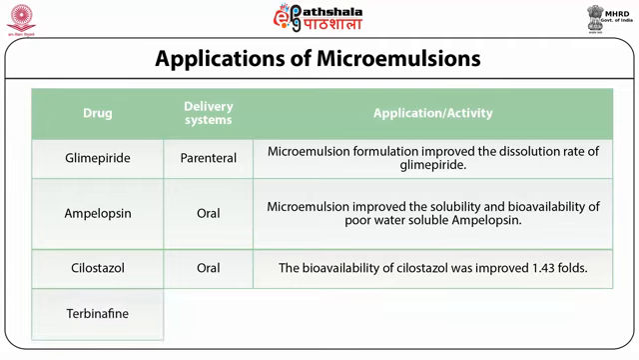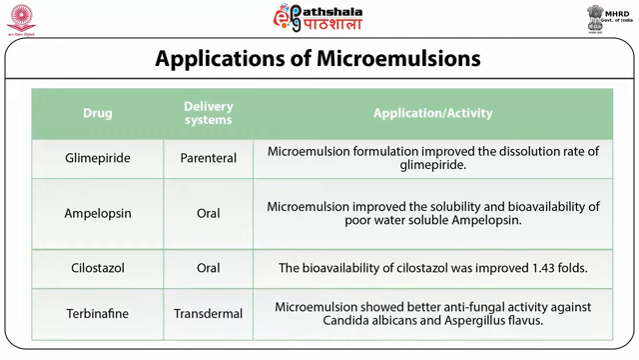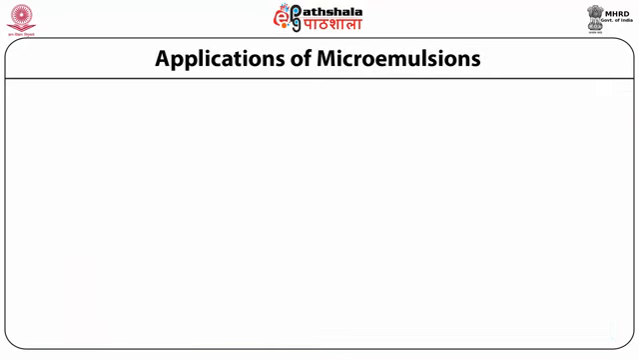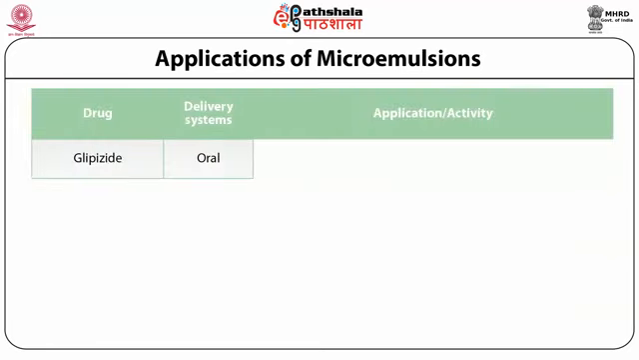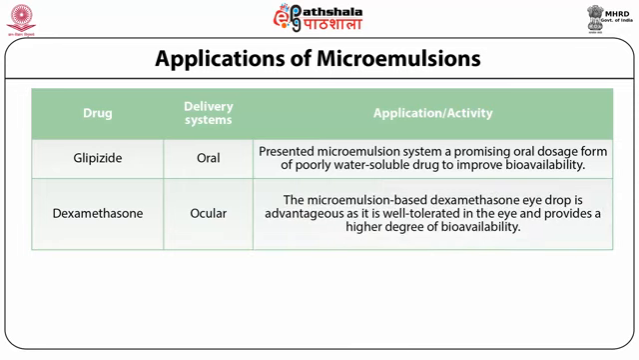Then terbinafine, which is given by transdermal route in the form of microemulsion, showed better antifungal activity against Candida albicans and Aspergillus flavus. Another example is glipizide oral microemulsion formulation, which shows to be a very promising oral dosage form, and it improved the bioavailability of glipizide. Then dexamethasone also has poor bioavailability, but the microemulsion based dexamethasone eye drops are advantageous as they are well tolerated in the eye and provide a higher degree of bioavailability.